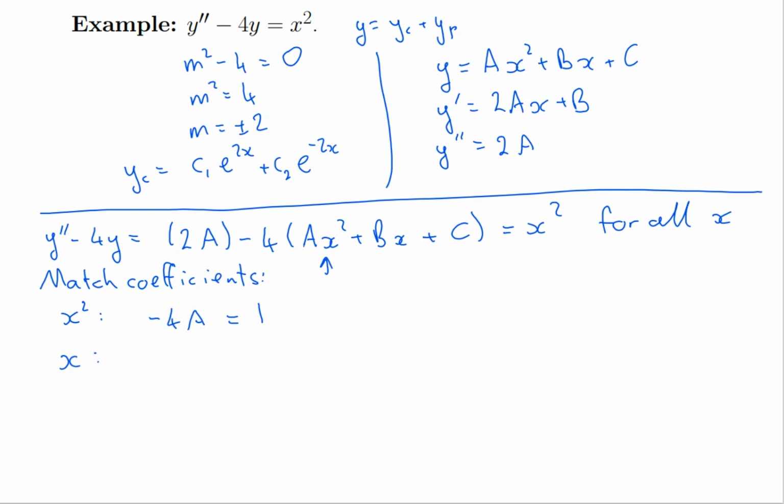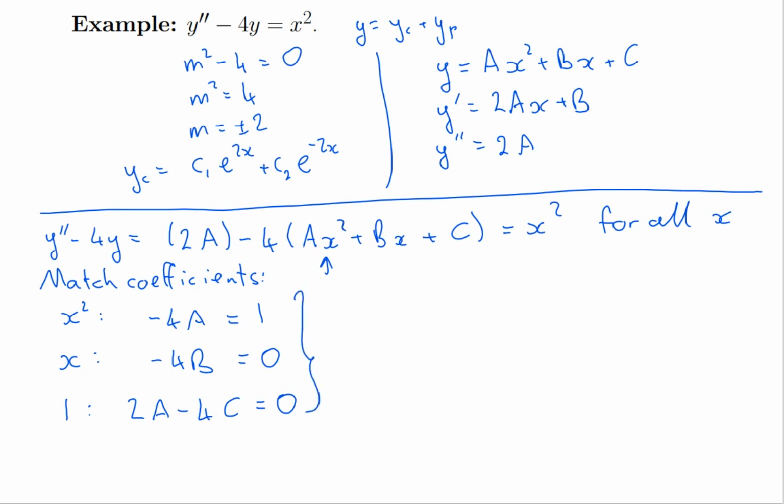Coefficient of x on the left is negative 4b. Coefficient of x on the right, well, it's 0. There aren't any x terms. The constant term on the left is 2a minus 4c. On the right, the constant term is 0 because there isn't a constant term. So this is 3 equations and 3 unknowns, a, b, and c. And if all goes well, I can solve them.